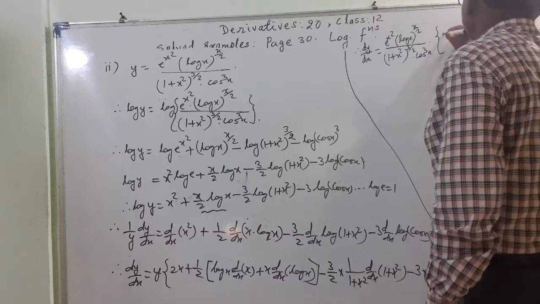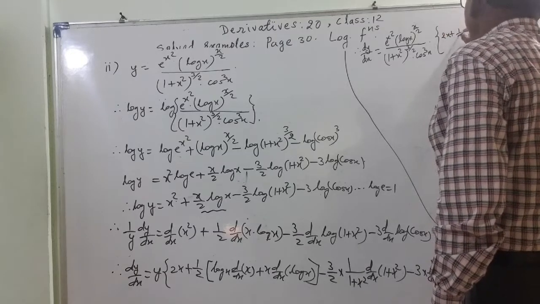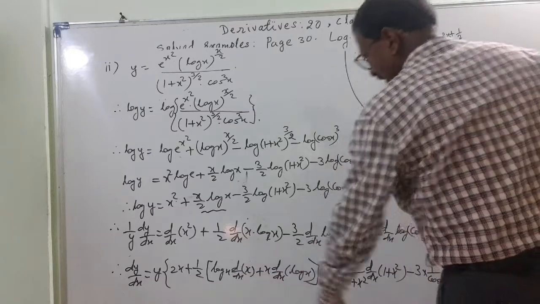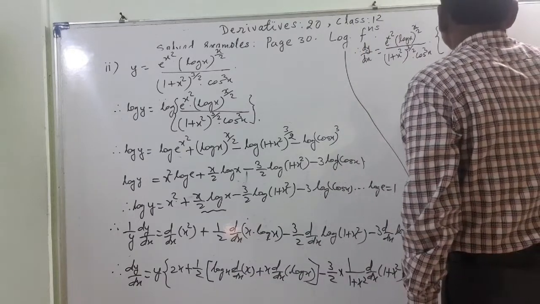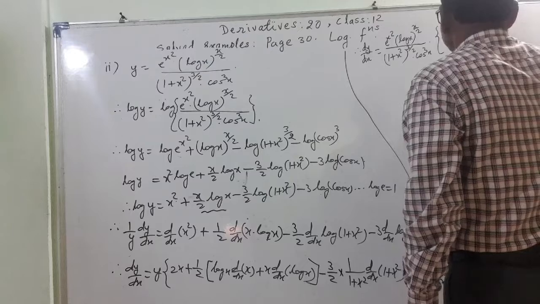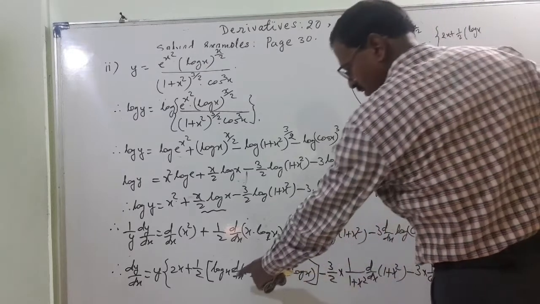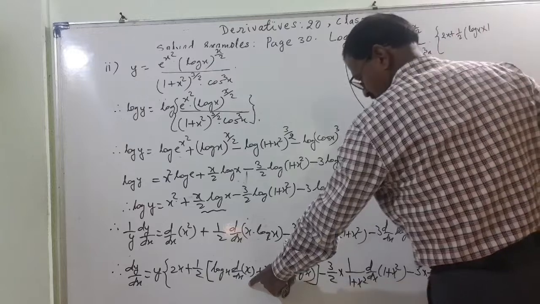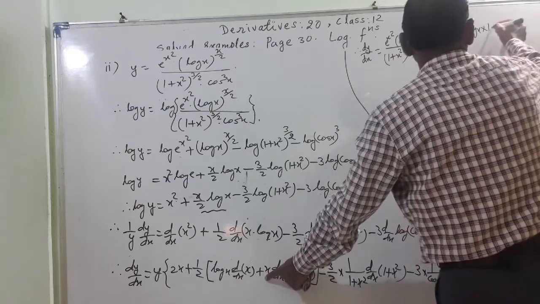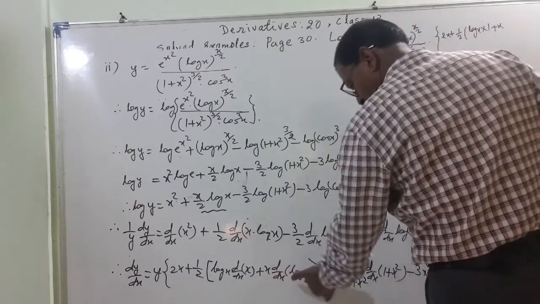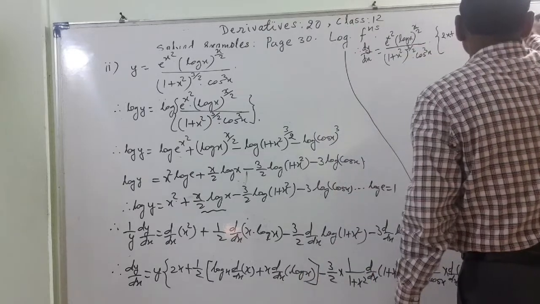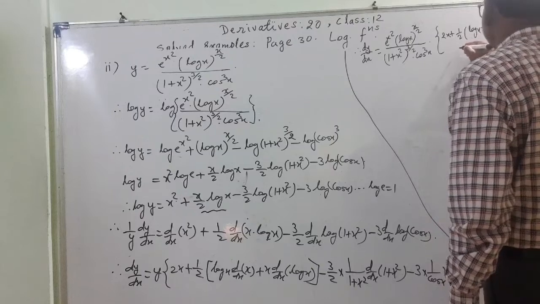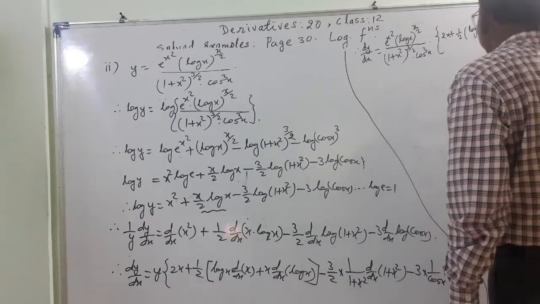2x plus 1 upon 2 into this much part I am now doing. This is log of x, this log x into the derivative of x is 1 plus this x into derivative of log x is 1 upon x. This part is over minus. This bracket is closed now.